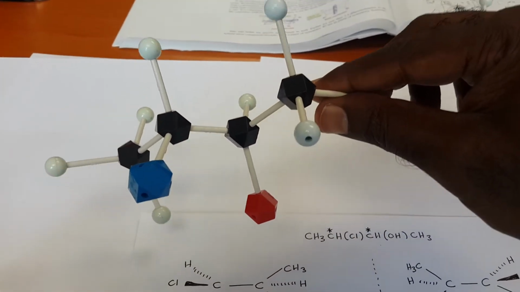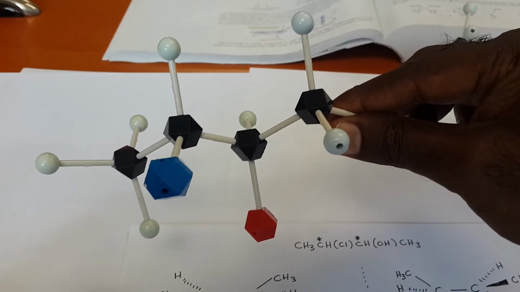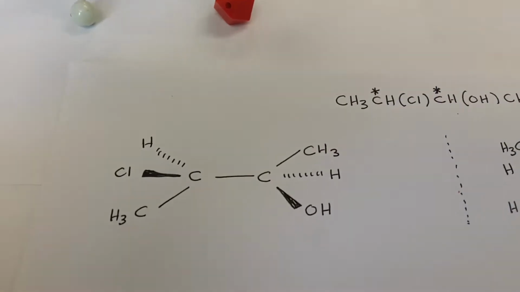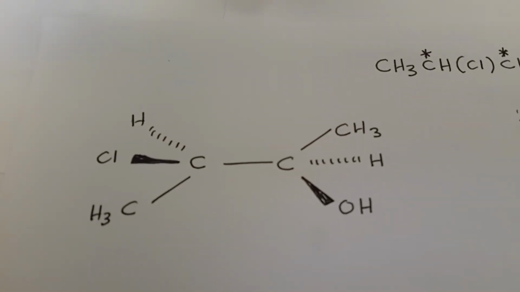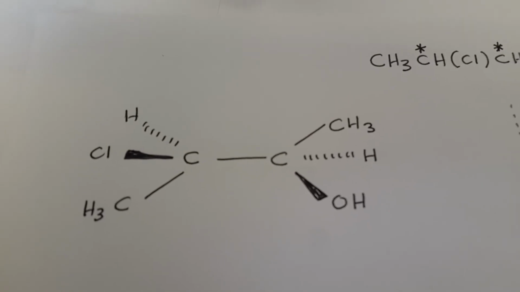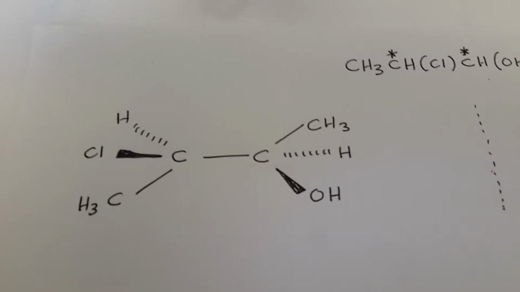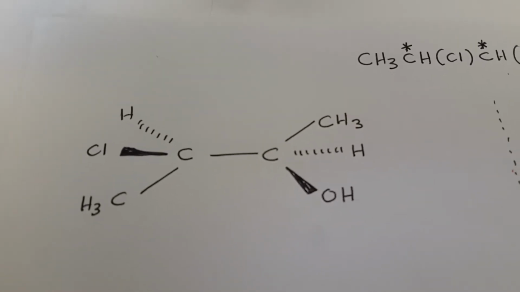So this is what the molecule looks like, and you can see that we can represent it by a perspective formula like this. This is called a perspective formula, where I show the stereochemistry around each of the chiral carbons, both here and here. What I'm going to do now is take a mirror image of this particular molecule.